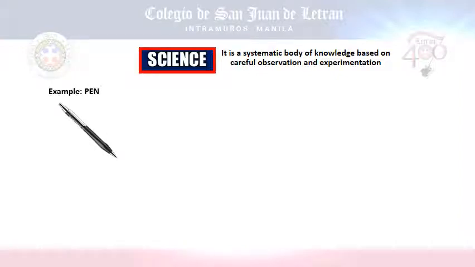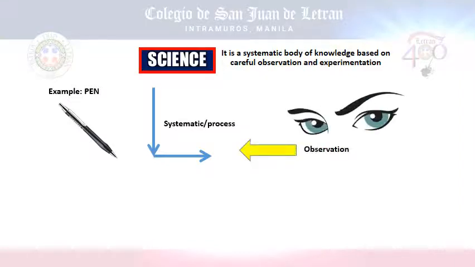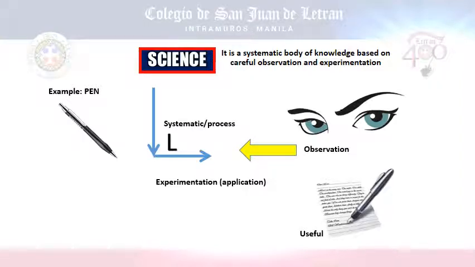A good example of this is a pen. When using a pen for writing, it is systematic. It has process. When writing letter L, we have to write a vertical line to be followed by a horizontal line at the end portion below of the vertical line. Do we observe it using our senses, which pertains to observation, such as sense of sight? Yes. Do we have experimentation or actual application? Yes. Pen is used for writing for us to be able to communicate. If it becomes useful in our daily lives, it becomes proven knowledge. Therefore, it is a science.